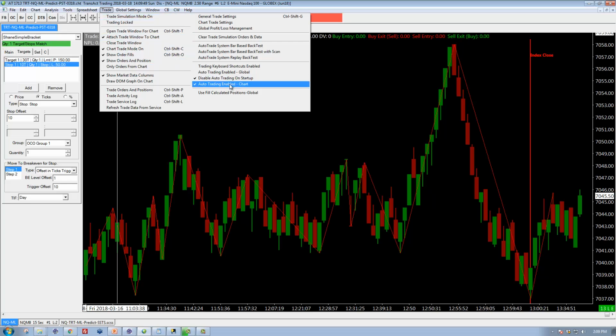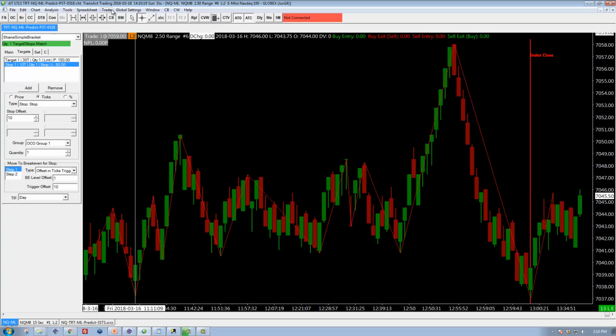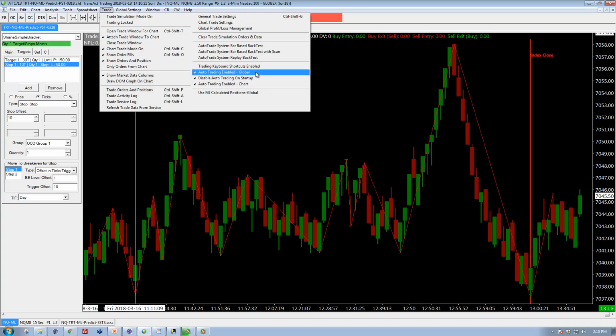And then down here, there are two menu items to look at. One is auto trading enabled for the chart. Okay, that needs a check mark next to it. And the other is auto trading enabled global. That means for the whole system, it has to be checked. It will not be checked on startup because we told it to always disable auto trading on startup. So every day you're going to have to go in here and tell it, okay, I'm ready to auto trade, click that. And so what you'll see now is it has a check mark next to it.